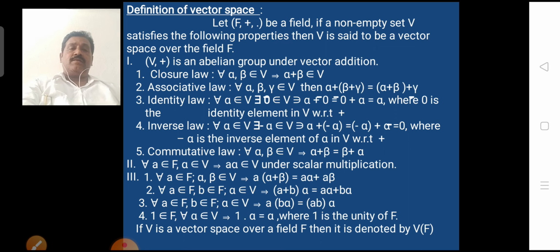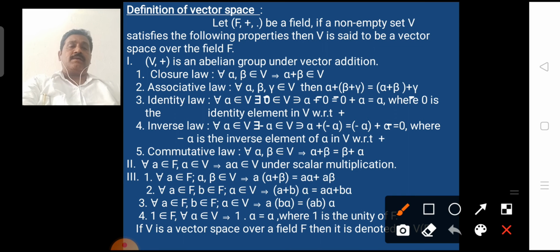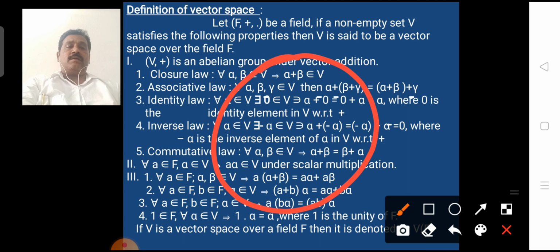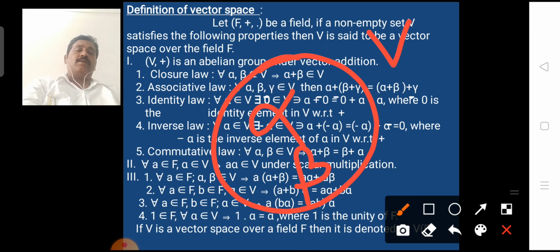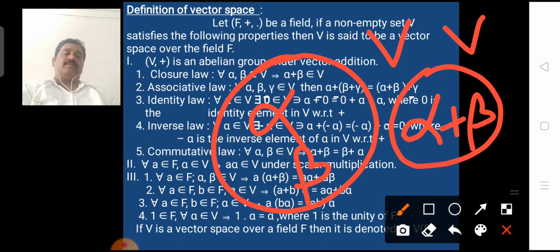If we take two elements, alpha, beta in V, and we use the composition, that is a vector addition, the resultant alpha plus beta is also in V. So then V is said to be closed with respect to vector addition.